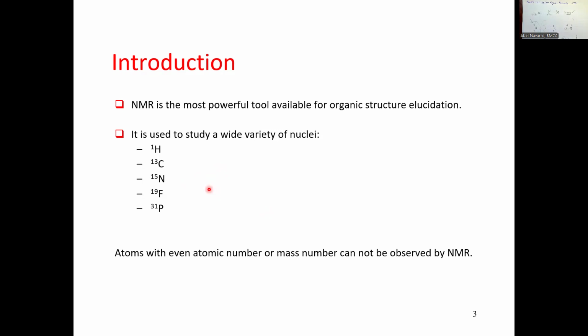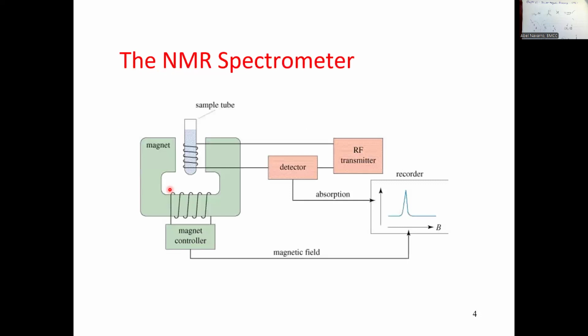Atoms with even atomic mass numbers cannot be observed by NMR. That is not a coincidence. These are 1H, 13, 15, 19, 31. Why are they all odd? Because of the nuclear spin. The nuclear spin is very important. The nuclear spin should be uneven, should be odd, so that it reacts to the magnetic field. So what is that nuclear spin? I never heard about that nuclear spin. That's coming in a minute.